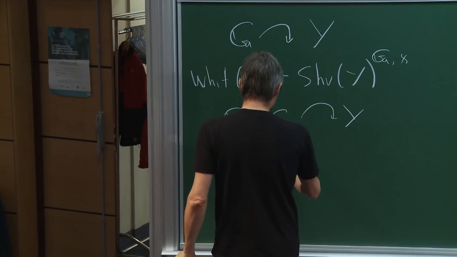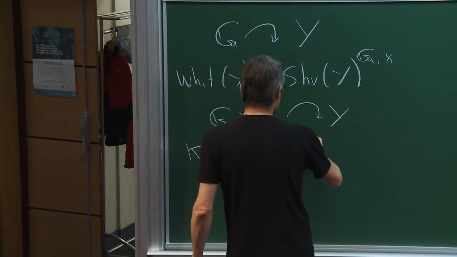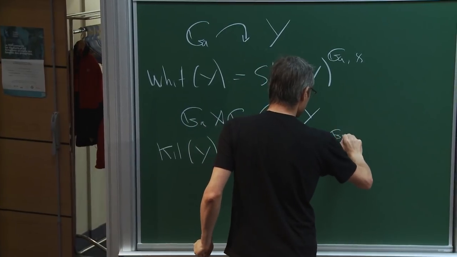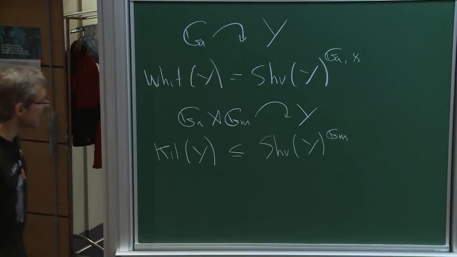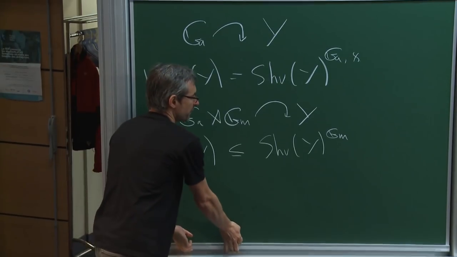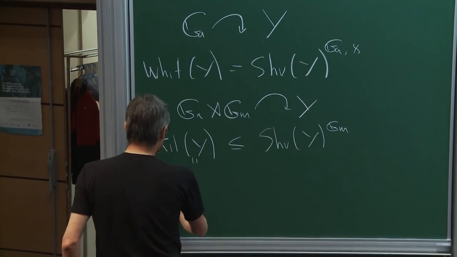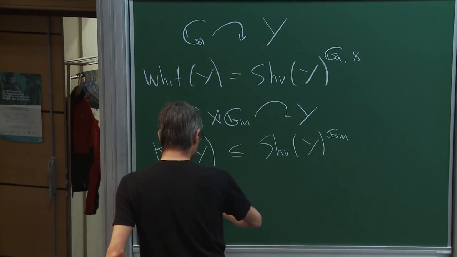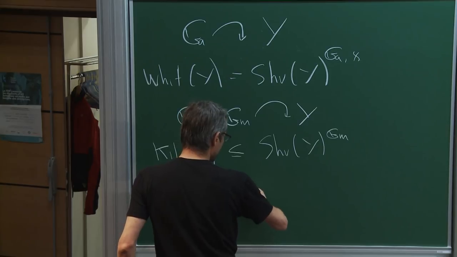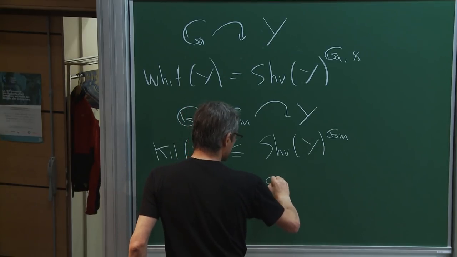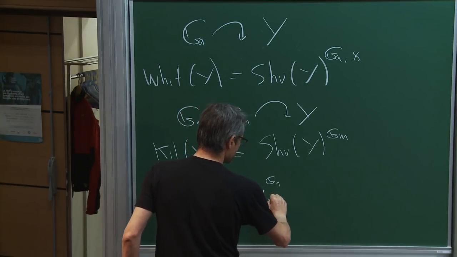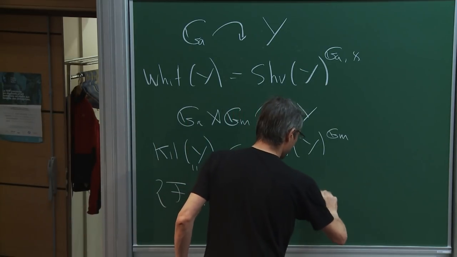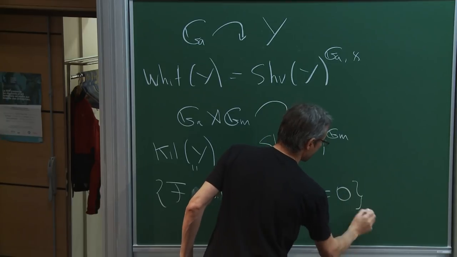and it's the following. It's a full subcategory inside sheaves on Y which are GM equivariant, and it consists of those objects such that if I average them against GA, so there are two kinds of averaging, shriek and star, I'll use star, you get zero.